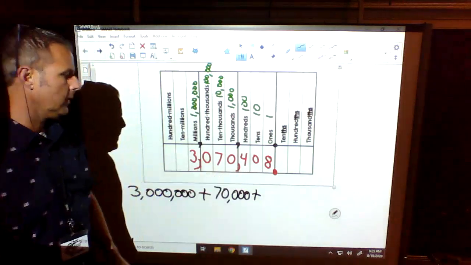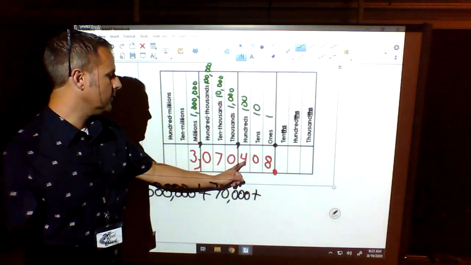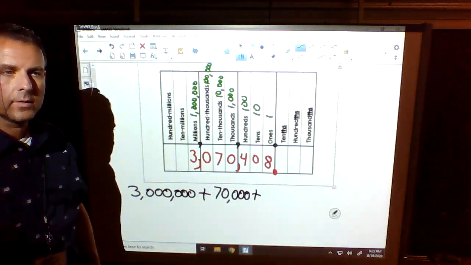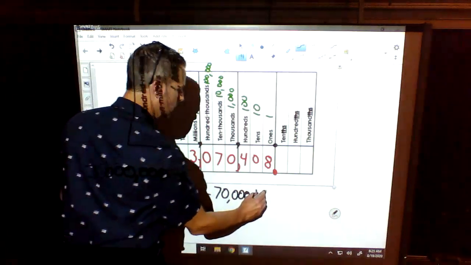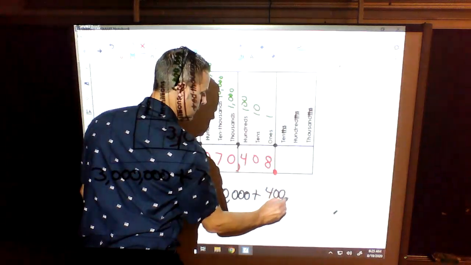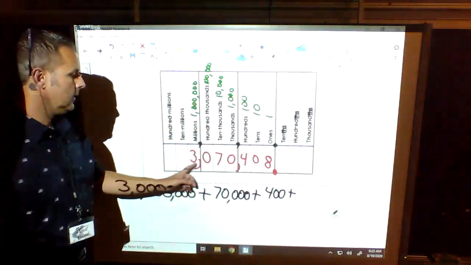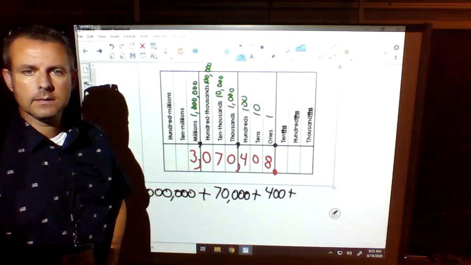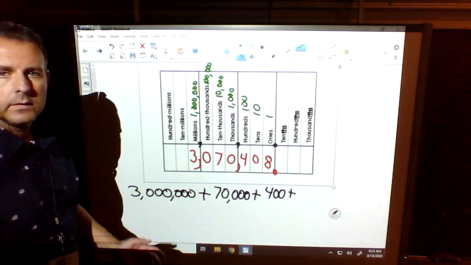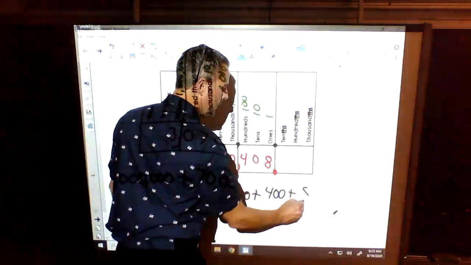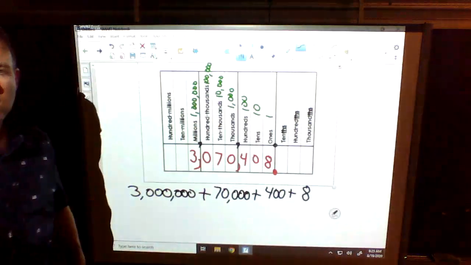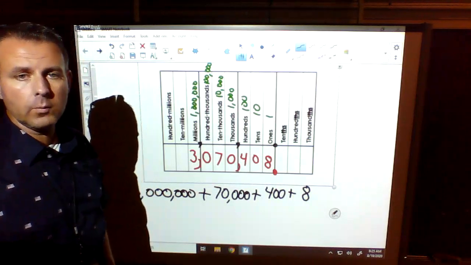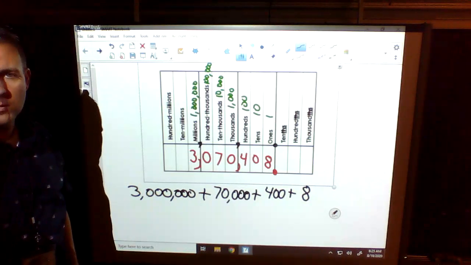I'm going to go to the 4 now. What column is the 4 in? The hundreds. Well, how do you write 400s or 400? Yeah, it's 400. And then we're going to go to the last one on this one. It's just 8. Well, what column is the 8 in? It's in the ones column. So all we have to do is write 8.